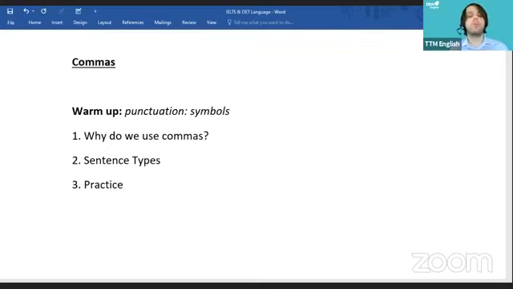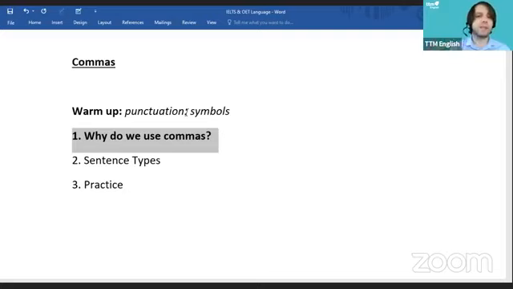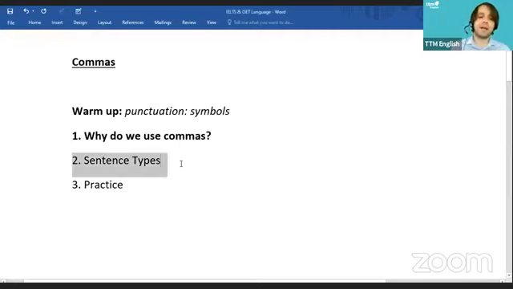So we'll just do a quick warm-up. We'll play a game with that, and I'll just teach you the names for those if you're not sure. Then I'll talk about why we use commas, and I want you guys to tell me. I think a lot of you know in theory, but it's all about applying the theory to practice. Then I'll talk about sentence types, because sentence types are really important for commas. Does anyone know what I'm talking about here before we start? Why are sentence types important for understanding commas?